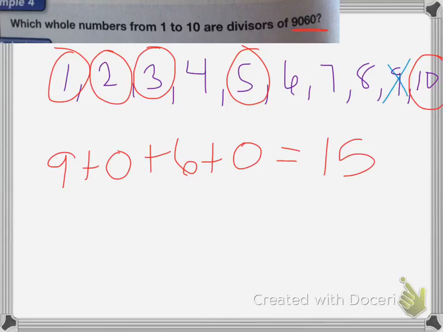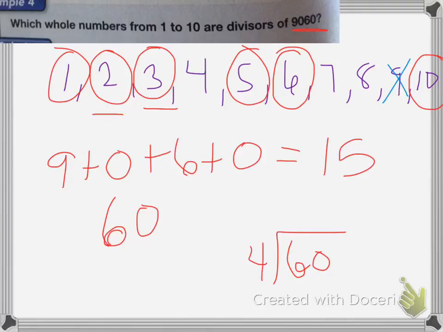We want to check 6, and remember, for a number to be divisible by 6, it has to be divisible by both 2 and 3, which it is. So it can be divided by 6. With 4, the last 2 digits can be divided by 4. So the last 2 digits of my number are 60. So we try dividing 60 by 4. 4 goes into 6 once, 4, subtract, 2, 0. That's 5. So yes, it can also be divided by 4.